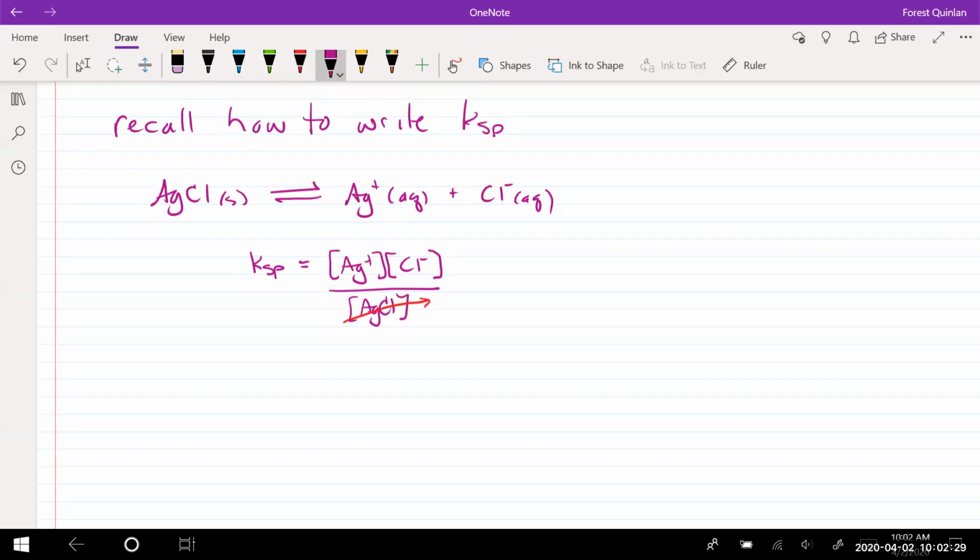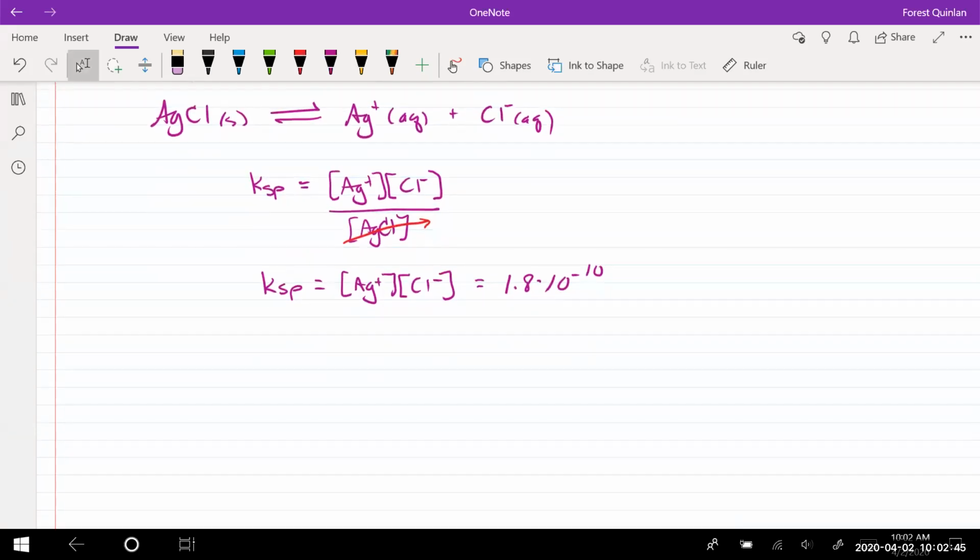So remember, we don't do that. Instead, we just write it as Ksp is just equal to the things we're looking for, and that is the stuff floating around in solution. This one actually happens to have a 1.8 times 10 to the minus 10 for its Ksp. You wouldn't know that. I would have to give that to you. Fret not.